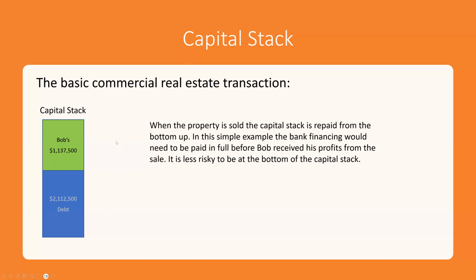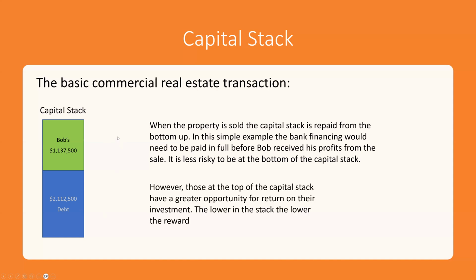Bob's at risk, or in a spot where he can gain. However, those at the top of the capital stack have a greater opportunity in return on their investment. The lower in the stack, the lower the reward. This is what we just went over.